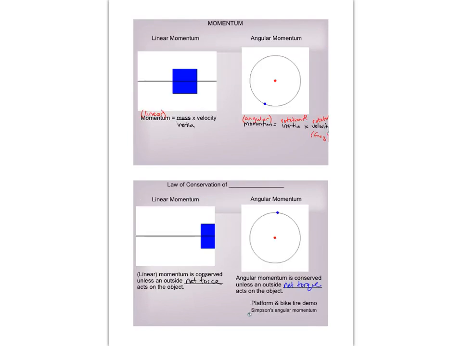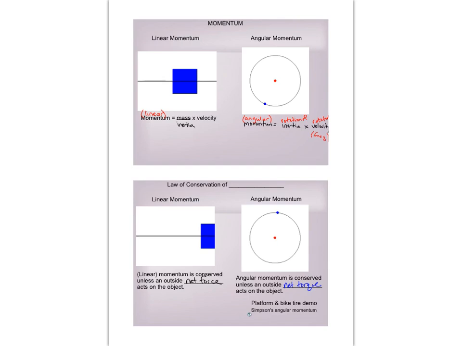When we have moving objects, that object has momentum. When we have objects that are moving in circles or rotating, we have angular momentum. Now, the equation for linear momentum was mass times velocity, but remember, mass is how we measure inertia. So linear momentum equals inertia times velocity. Angular momentum equals rotational inertia, which I just described, times rotational velocity, which is frequency.